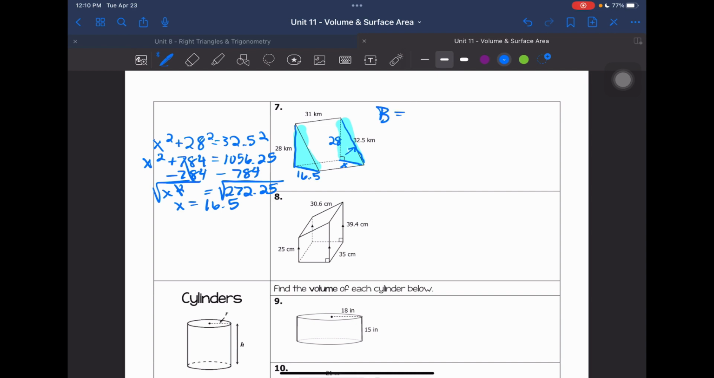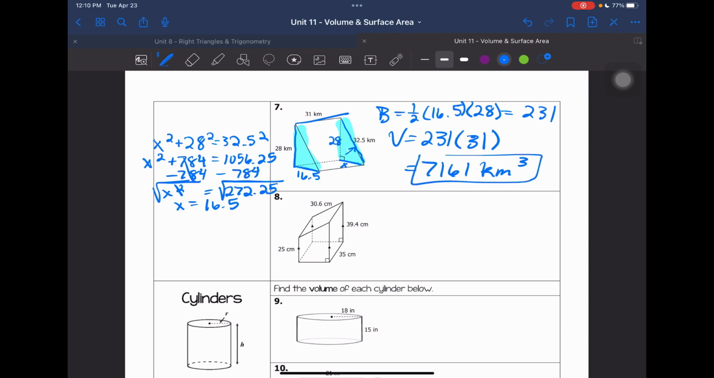So I'm going to use that now. 1/2 times 16.5 times the height of the triangle is 28. That gives me my area of the base, which is 231. So to find the volume, multiply that times the height of the prism, which is 31. So 231 times 31 is 7,161 kilometers cubed. So this is our volume.